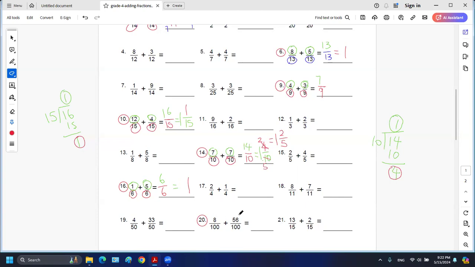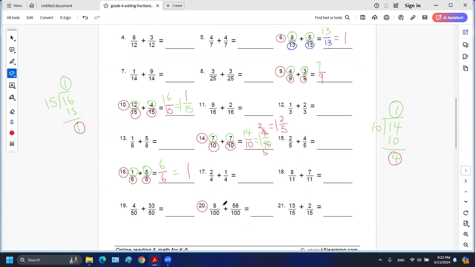Question number 20. 100 and 100 is 100 over 64. Since 64 is an even number and 100 is also an even number, we're gonna find a common factor. But first, we're gonna just divide by 2.